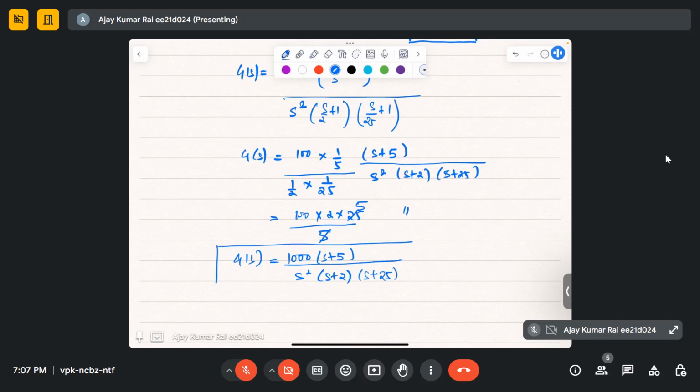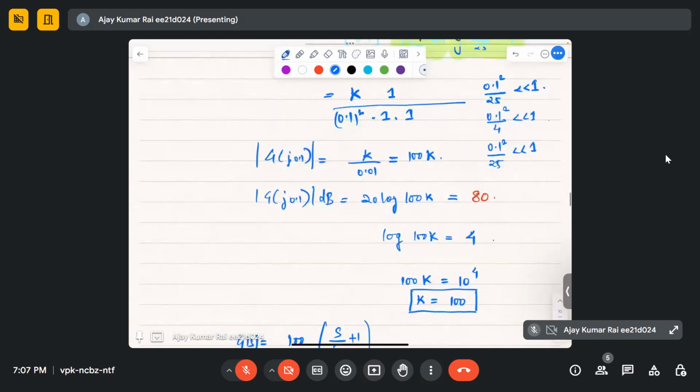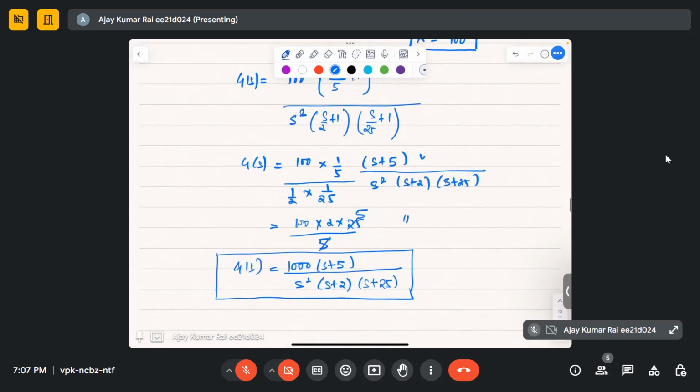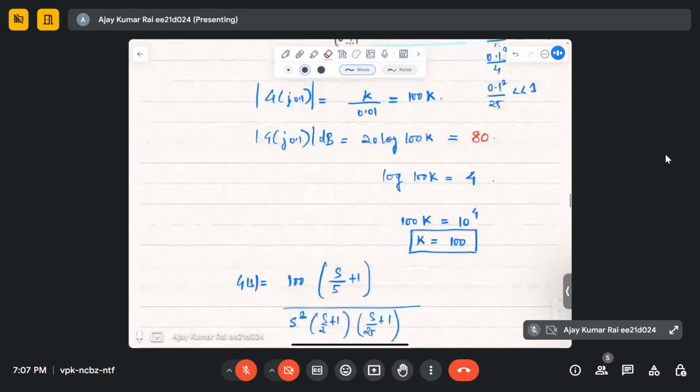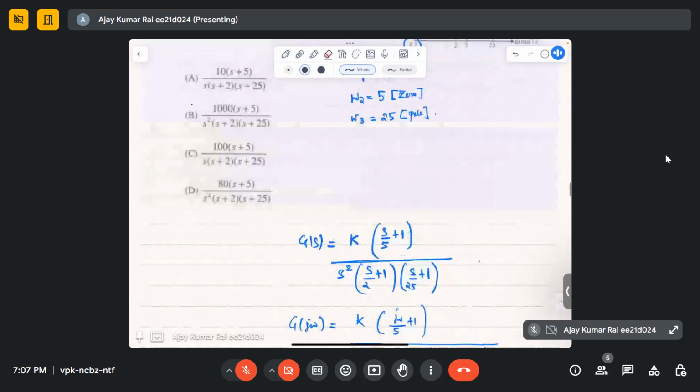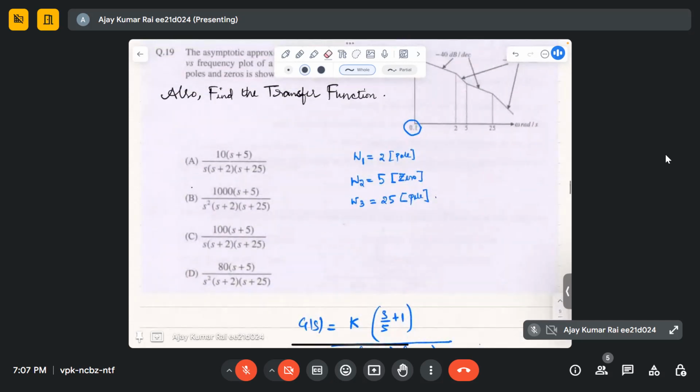So this is the final transfer function you're getting. You could have written it in pole zero form early and solved it. But since we have studied the Bode plot in this form, that's why I've written it so. So the correct option is this one.